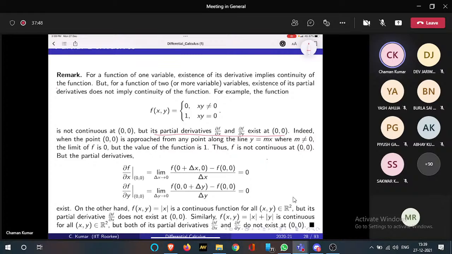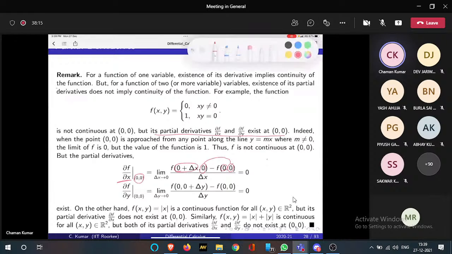Okay, so for the partial derivative at 0, 0 with respect to x, we want to calculate the partial derivative with respect to x at the point 0, 0. So we put y equal to 0. This value of y is fixed, and then we change the value of x from 0 to delta x.